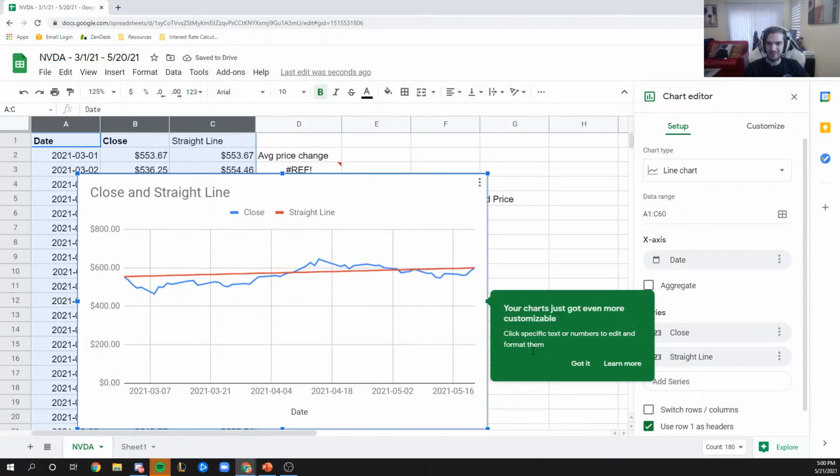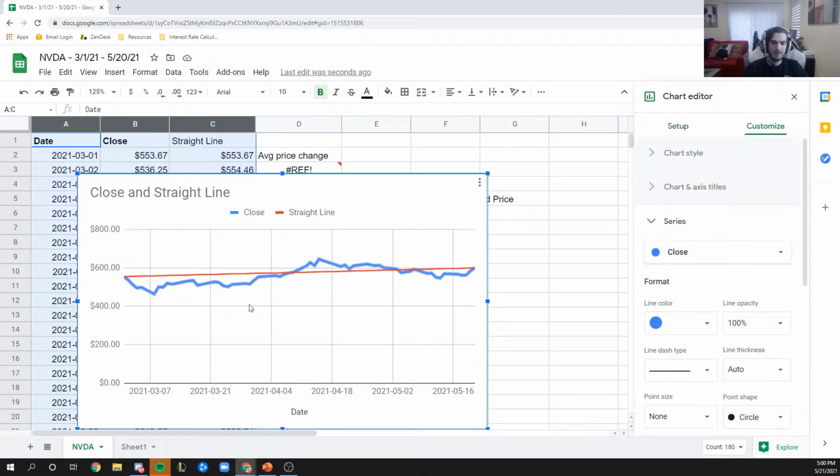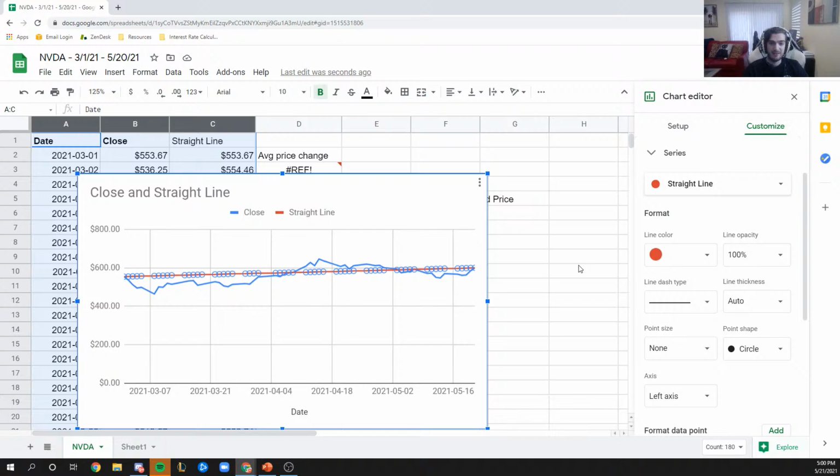So what this is giving us is, here is the price of NVIDIA. The blue line is its price change over time. It went up, it went down, it had its good and its bad. The red line is that straight line we just created.